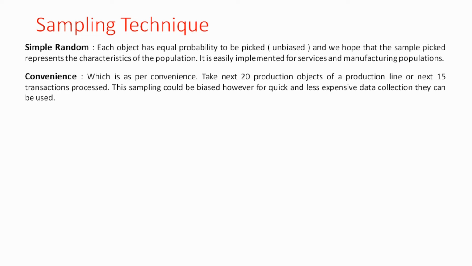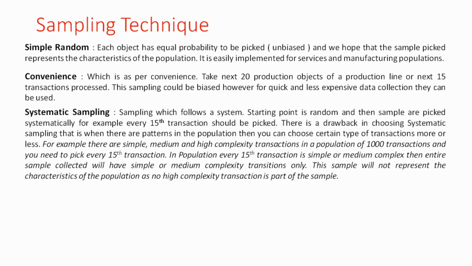However, for quick and less expensive data collection, they can be used. Systematic sampling: sampling which follows a system. The starting point is random and then samples are picked systematically. For example, every 15th transaction should be picked. There is a drawback in choosing systematic sampling.